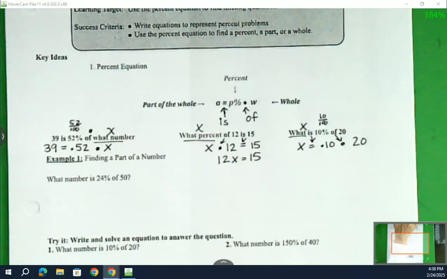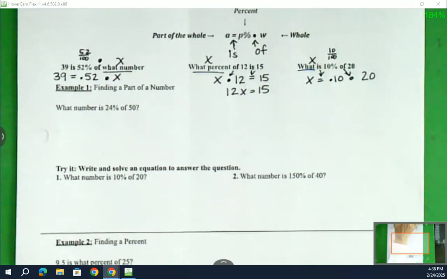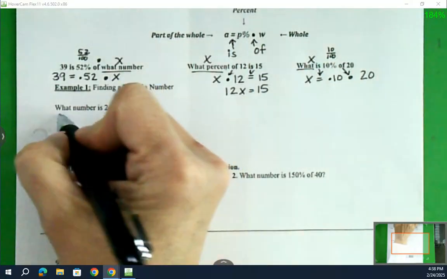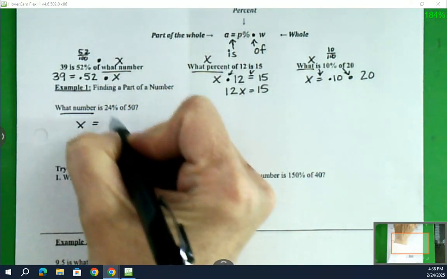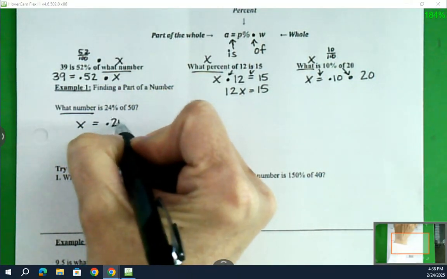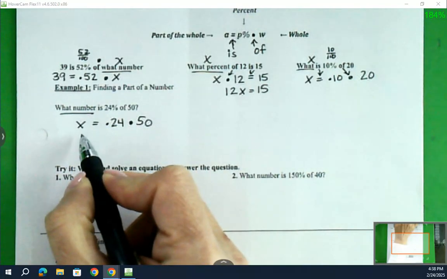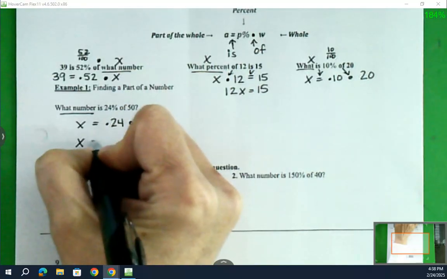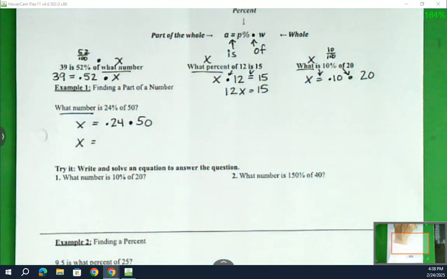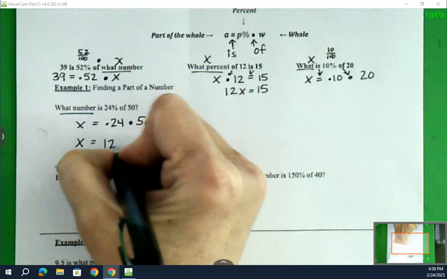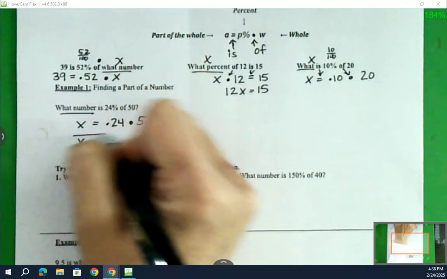Looking at example number 1, we have finding part of a number. What number is 24% of 50? So X equals 24% is 0.24 of 50. We already have X by itself, so all we need to do is solve this problem. So we're going to just multiply 0.24 times 50, and we get 12. So our answer is just X equals 12.